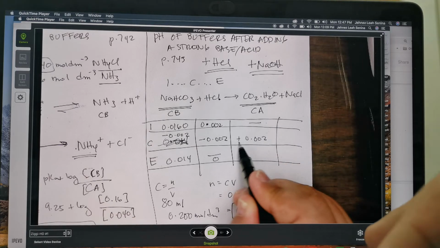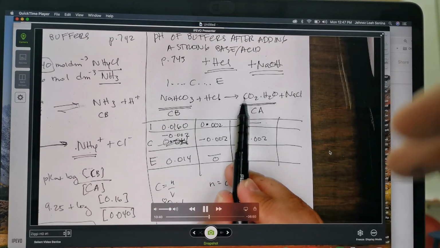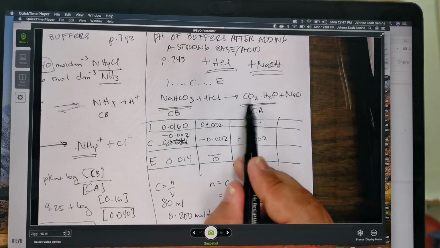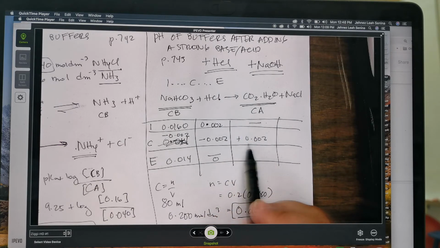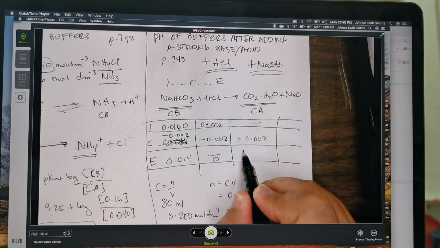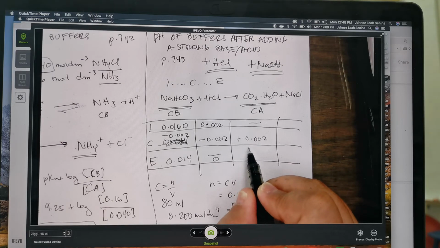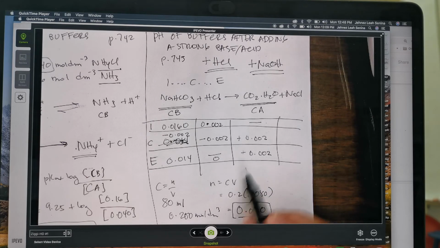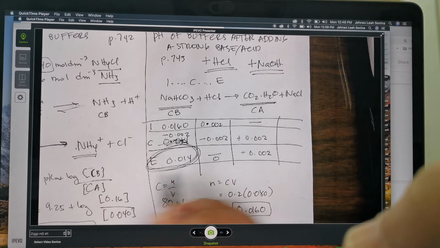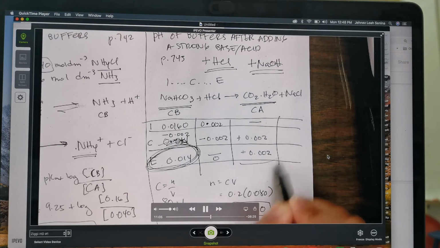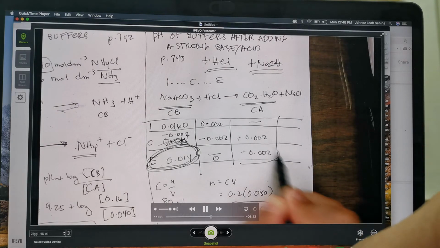The change will be plus 0.002. Miss, why plus 0.002? It's 1 to 1, right? So 1 mole of change here is the same as 1 mole of addition here. Okay. So at equilibrium, you have 0. This is what you need: the concentration of your base at equilibrium, the concentration of your acid at equilibrium. Now we can get pKa plus log of the conjugate base over the concentration of the conjugate acid.